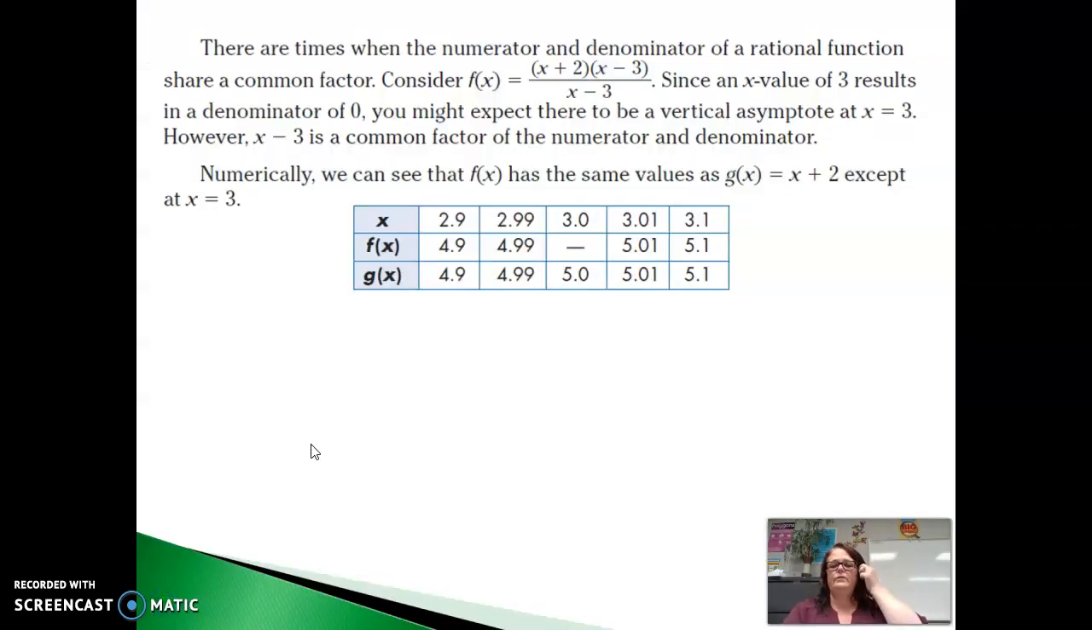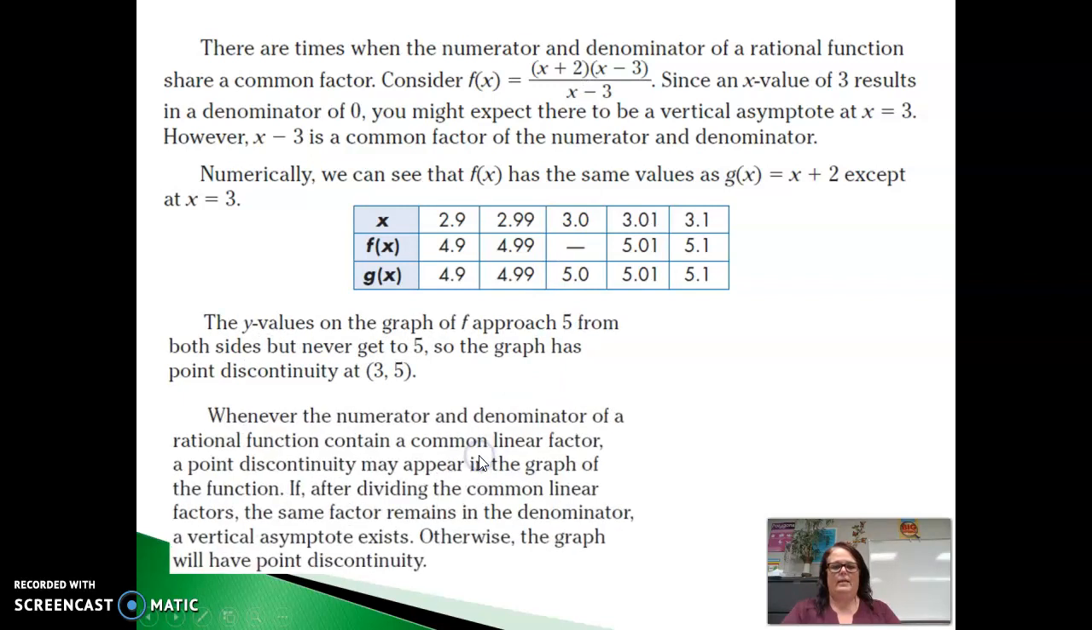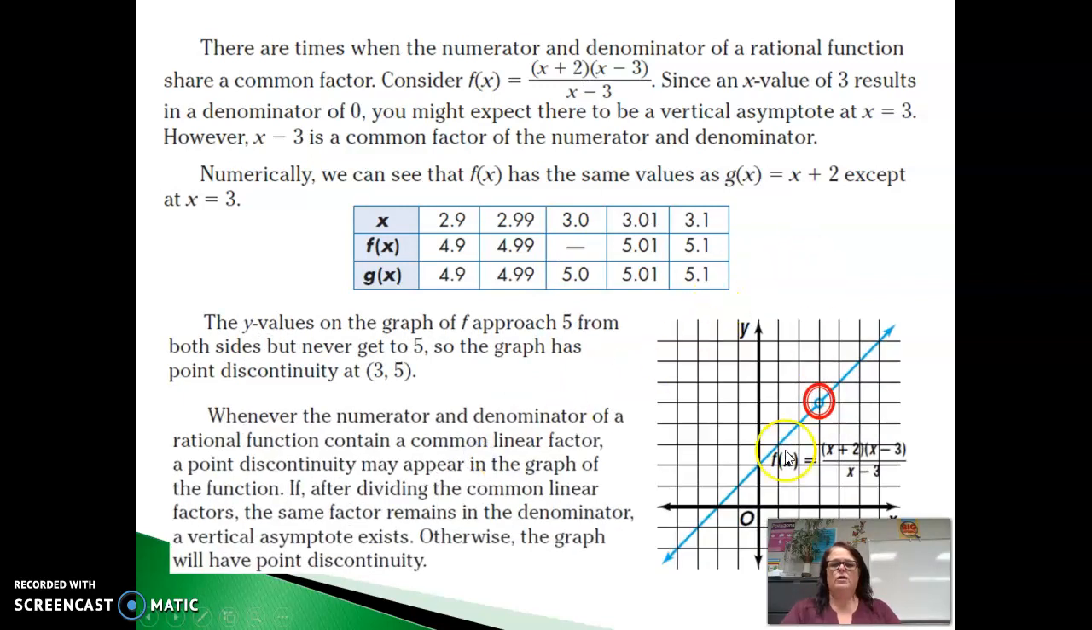All right, so there are times when the denominator is not going to give me a vertical asymptote. We saw that with the graph before where we had the hole. If you notice in this function here, the x minus 3's can cancel, leaving me with f of x is equal to x plus 2. So I'm going to skip a bunch of this and we're going to take a look at what that looks like on the graph. Do we see that when we cancel it, we get this line of y is equal to x plus 2? So I have an intercept at 2 and a slope of 1.